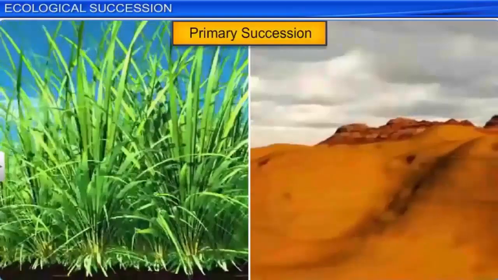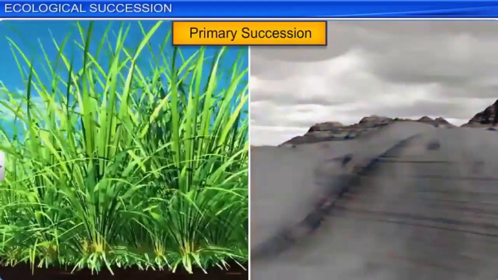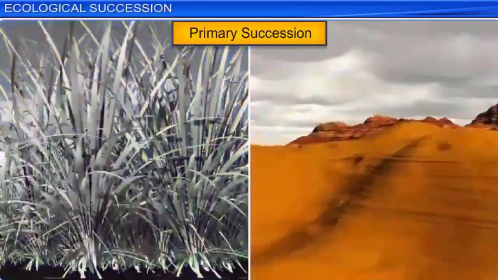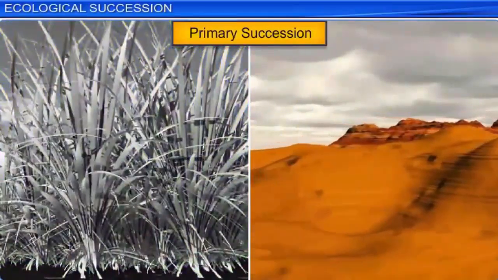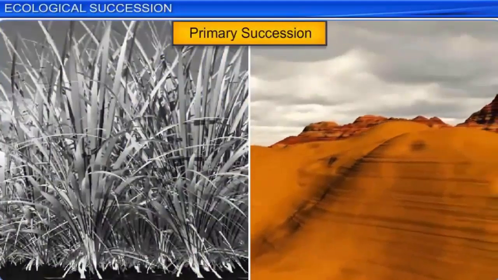The process of primary succession takes a very long time. A possible reason being that soil is required for the creation of new biotic communities, and the process of soil formation takes several hundred or thousand years, depending on climatic conditions.